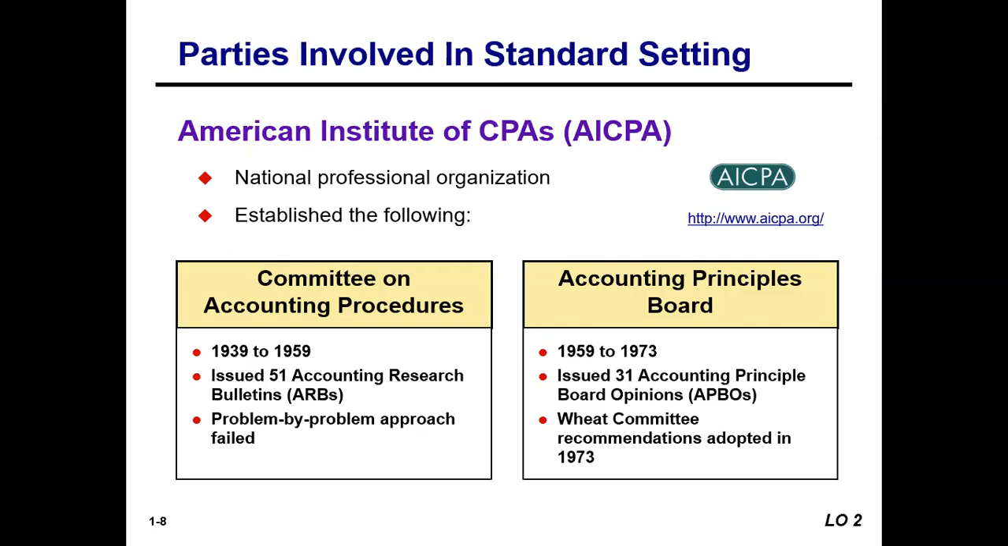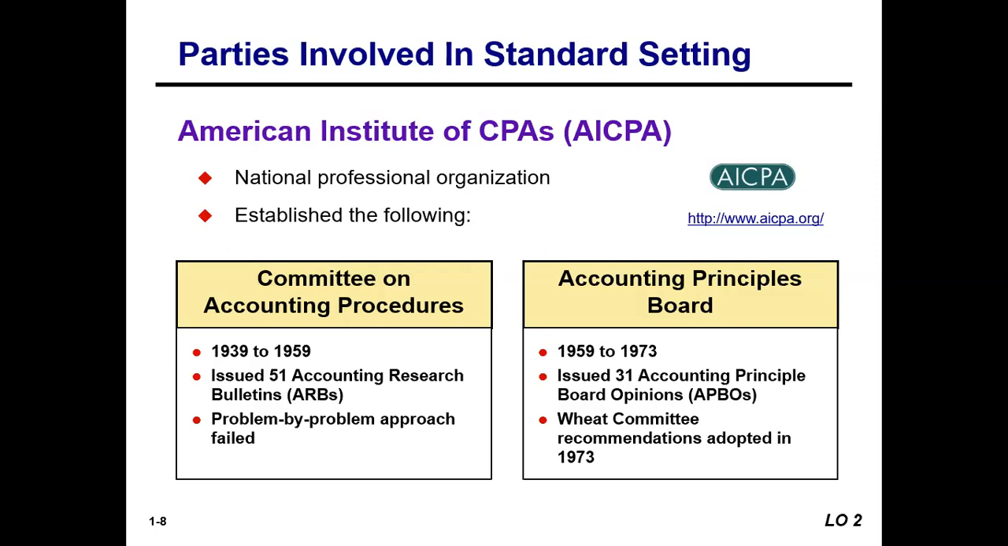But the Committee on Accounting Procedures, or CAP, went from 1939 to 1959. It was essentially comprised of practicing certified public accountants. They issued 51 accounting research bulletins, or ARBs. The issue with CAP, as your book tells us, is they took a problem by problem approach, which was not very efficient in solving accounting issues. So that's why we eventually moved to developing more of a conceptual framework, and then everything could be dealt with within that conceptual framework.